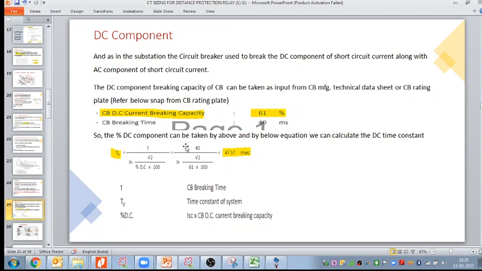So the DC component percentage can be taken from the above, and by the below equation we can calculate the DC time constant. The TP time constant is equal to T, where T is the breaking time, divided by ln of under root 2 divided by percentage DC by 100. In my case my breaker timing is 40 milliseconds, so TP will be 40 milliseconds divided by ln of under root 2 divided by 61 by 100, and it gives TP as 47.57 milliseconds. We just need to solve this, and it will give this time constant TP, right?